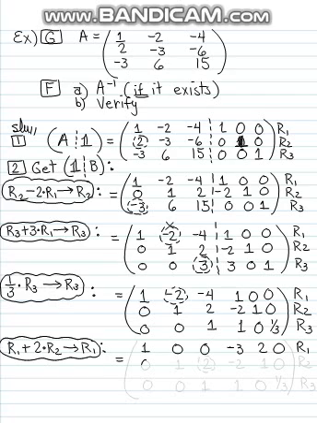Row 2 and row 3 are unchanged. 0, 1, 2, -2, 1, 0. That's row 2. And finally, 0, 0, 1, 1, 0, 1/3. Unchanged. That's row 3. Okay, now I think I'm going to start a new video to continue this.